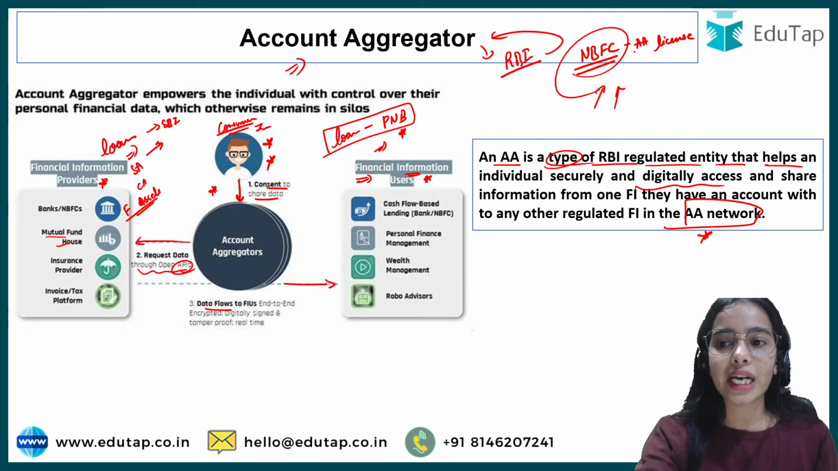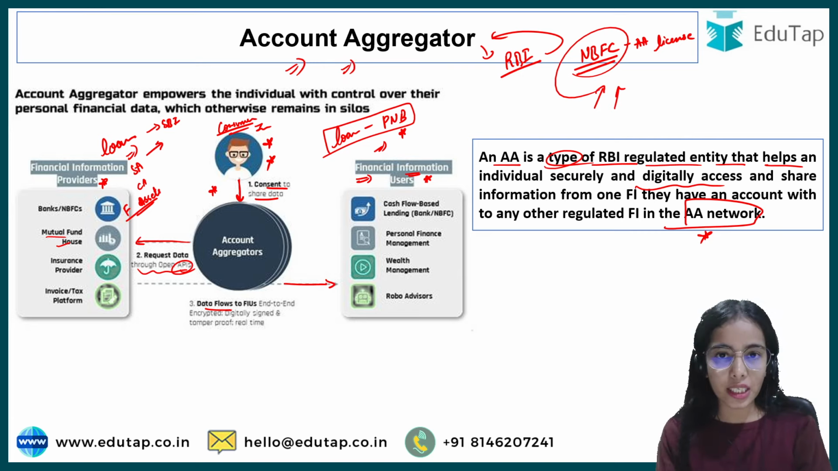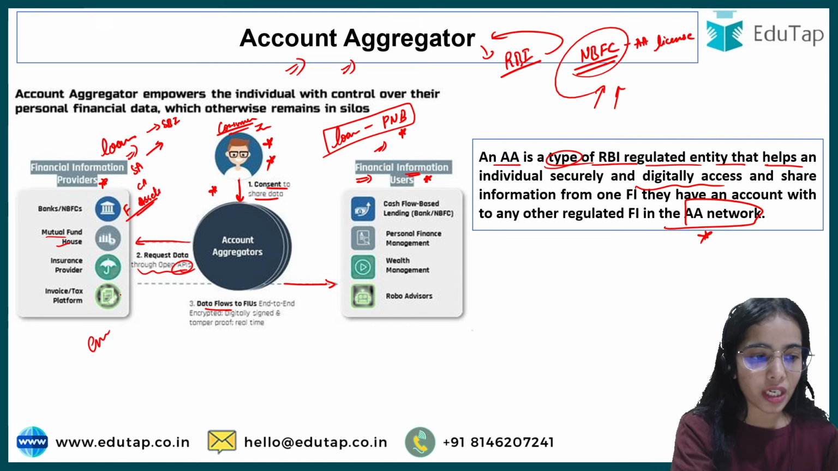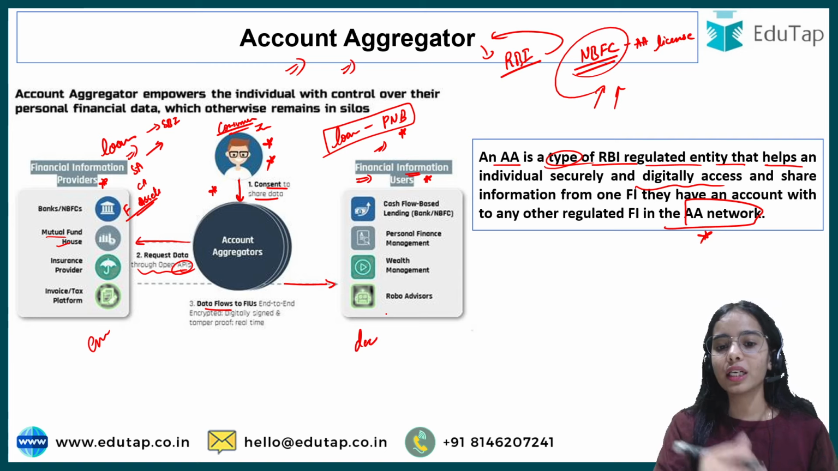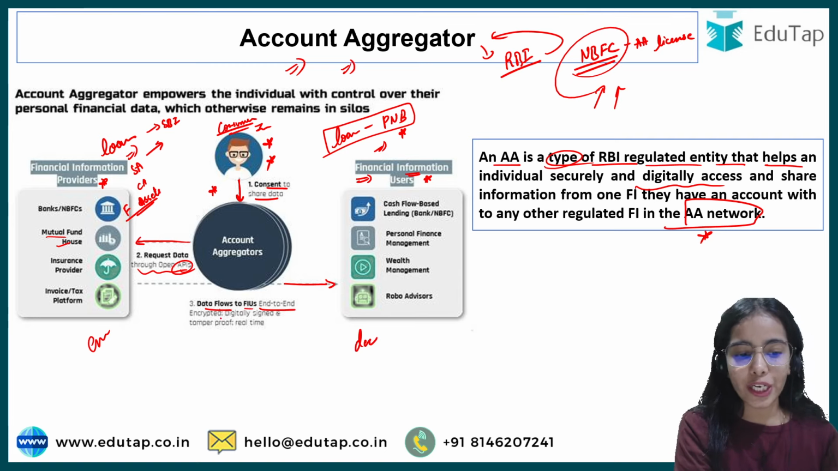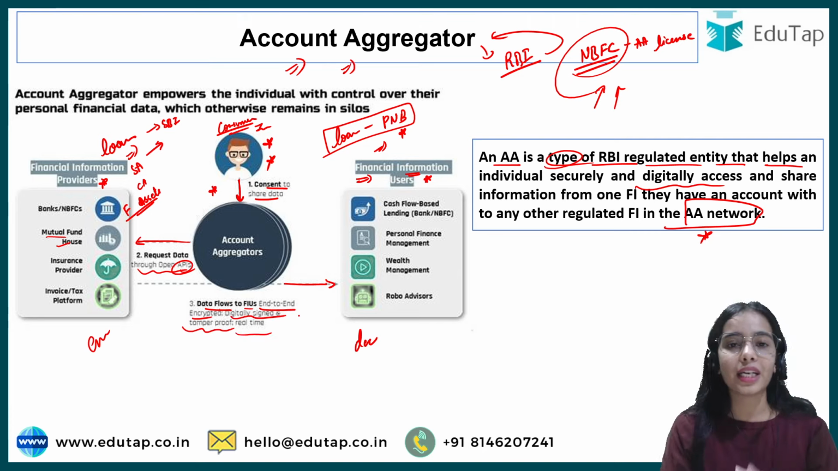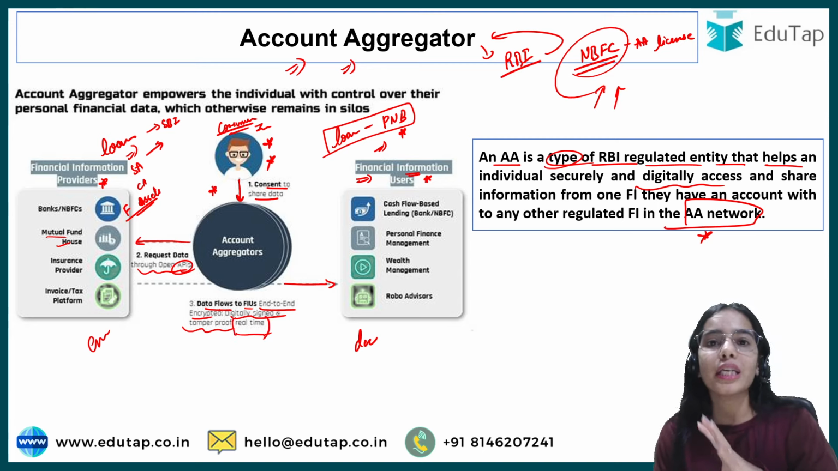So let me tell you that the account aggregators are data blind. That means they cannot read the data. The data is encrypted by the financial information provider and it is only decrypted by the financial information user. So data flows to FIUs with end-to-end encryption. It is digitally signed and tamper proof. The data is being shared in real time. Here the key term is real time.